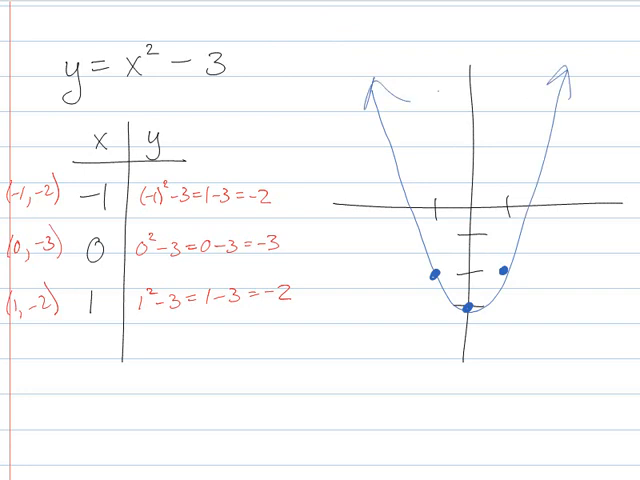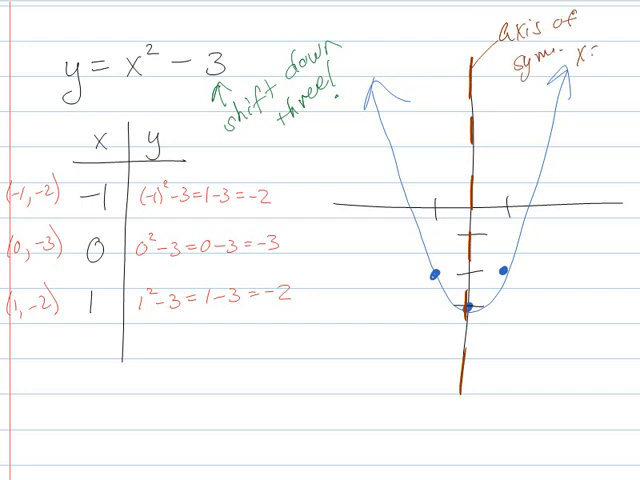So what happened here? As you remember, your base looked like this. So all we did is we shifted it down 3. The axis of symmetry is still the same thing, x equals 0. But the vertex is now (0, -3).